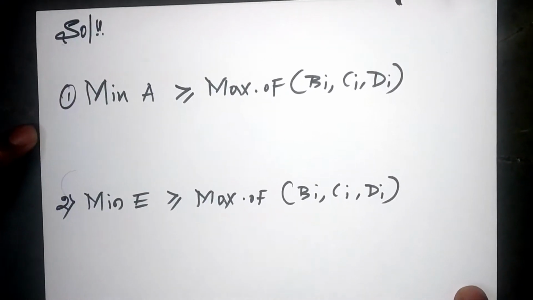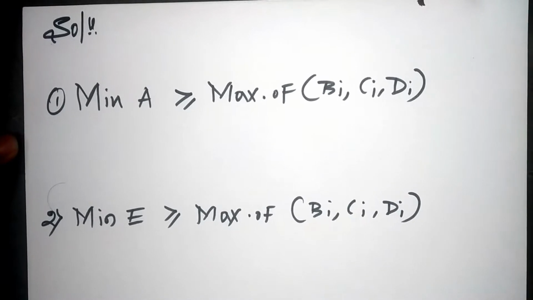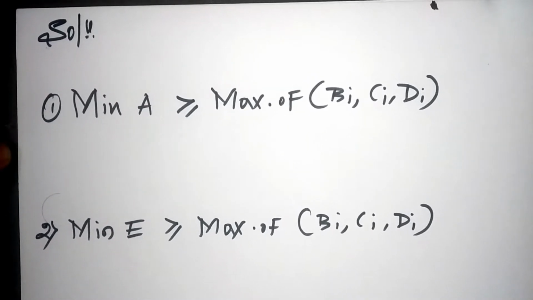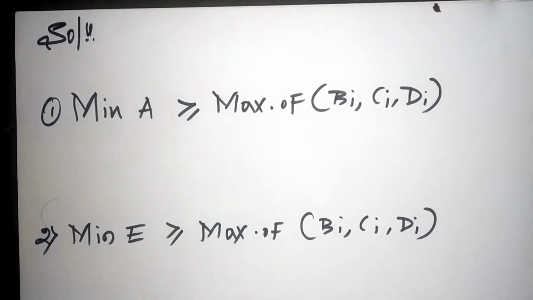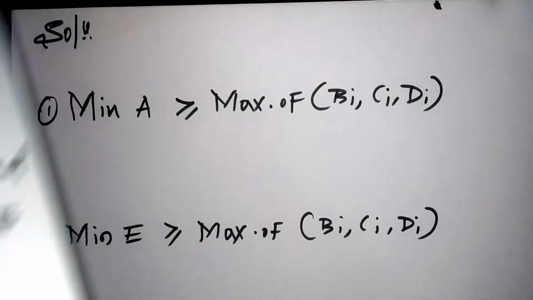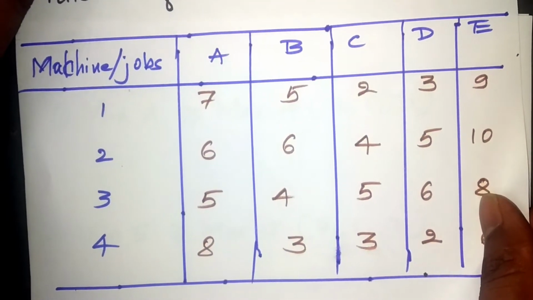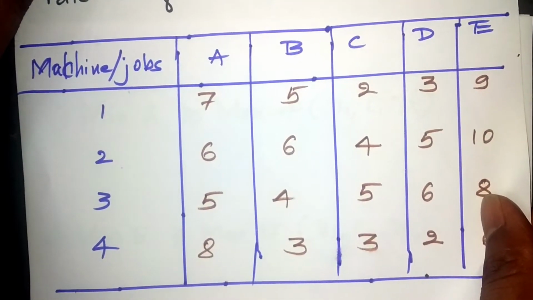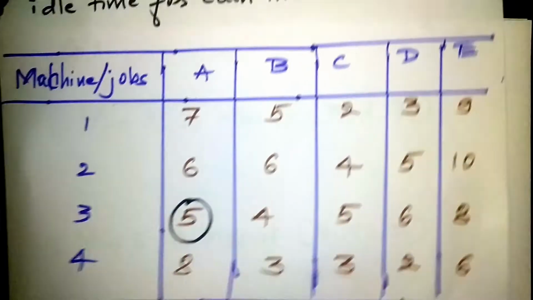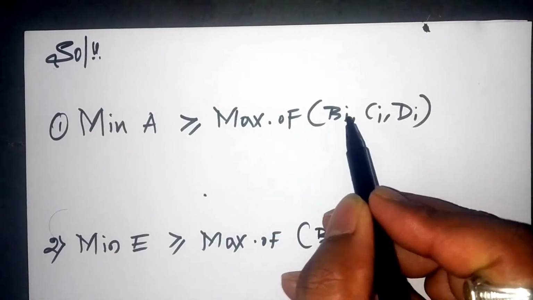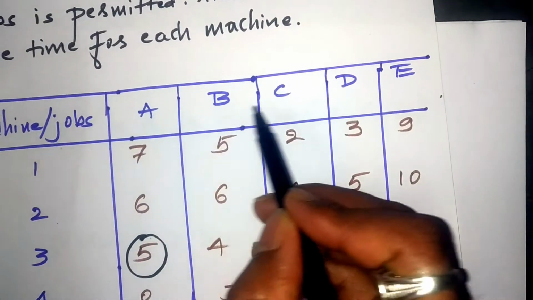The first condition is that the minimum time on machine A should be greater than or equal to the maximum time of B, C and D. The meaning of this is that we have to check the minimum time on machine A. So I'll go back to my problem and check the minimum time on machine A. Here the minimum time on machine A is 5. Next, the maximum time of machines B, C and D.